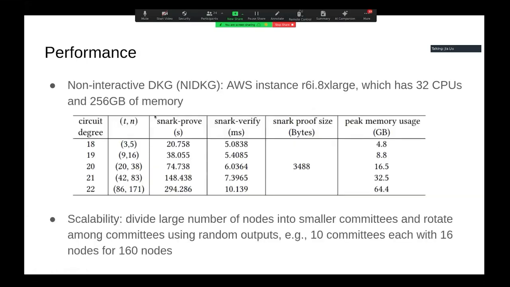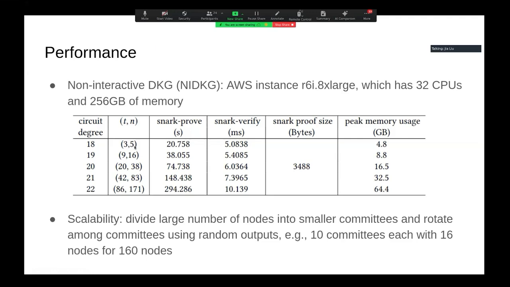So we evaluated the performance on an AWS instance. We use this machine with 32 CPUs and 256 gigabytes of memory, although we don't need this big a machine for the tests we have here. The circuit degree is a parameter that determines the size of the circuit. For example, for degree 18, we can have at most 2^18 gates, and the maximum number of participants we can support is 5. And when the circuit degree is 19, the maximum number of participants we can have is 16. We set the threshold to be the majority of n.